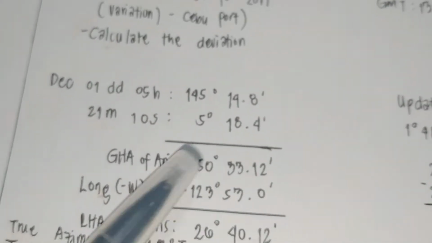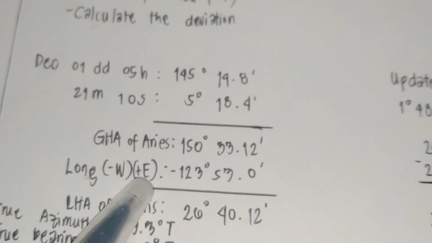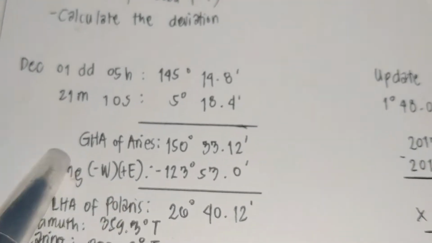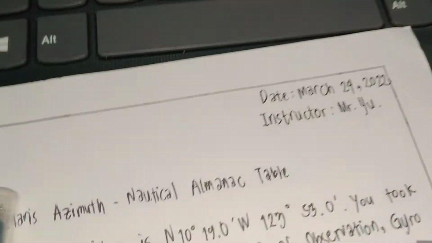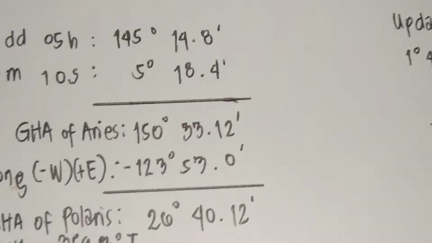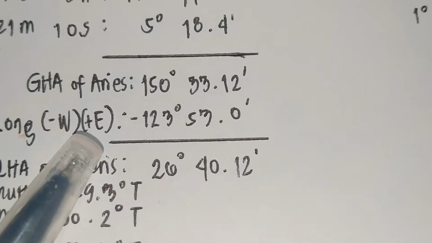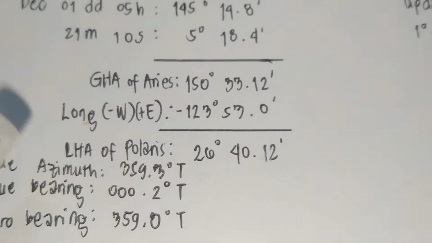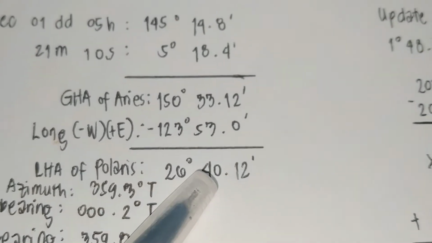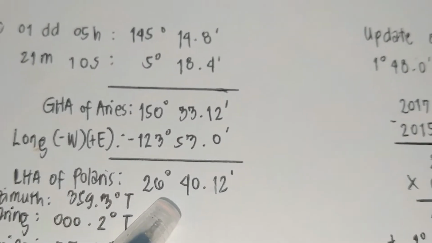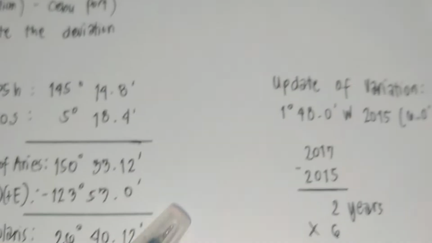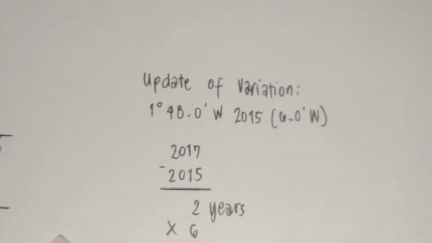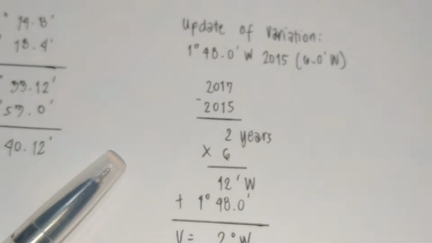And we just have to calculate it again by subtracting our longitude, which is given here, this one. So it's 123 degrees and 53.0 minutes. So we did get our LHA of Polaris of 26 degrees and 40.12 minutes. So after that, we do have to update our variation.